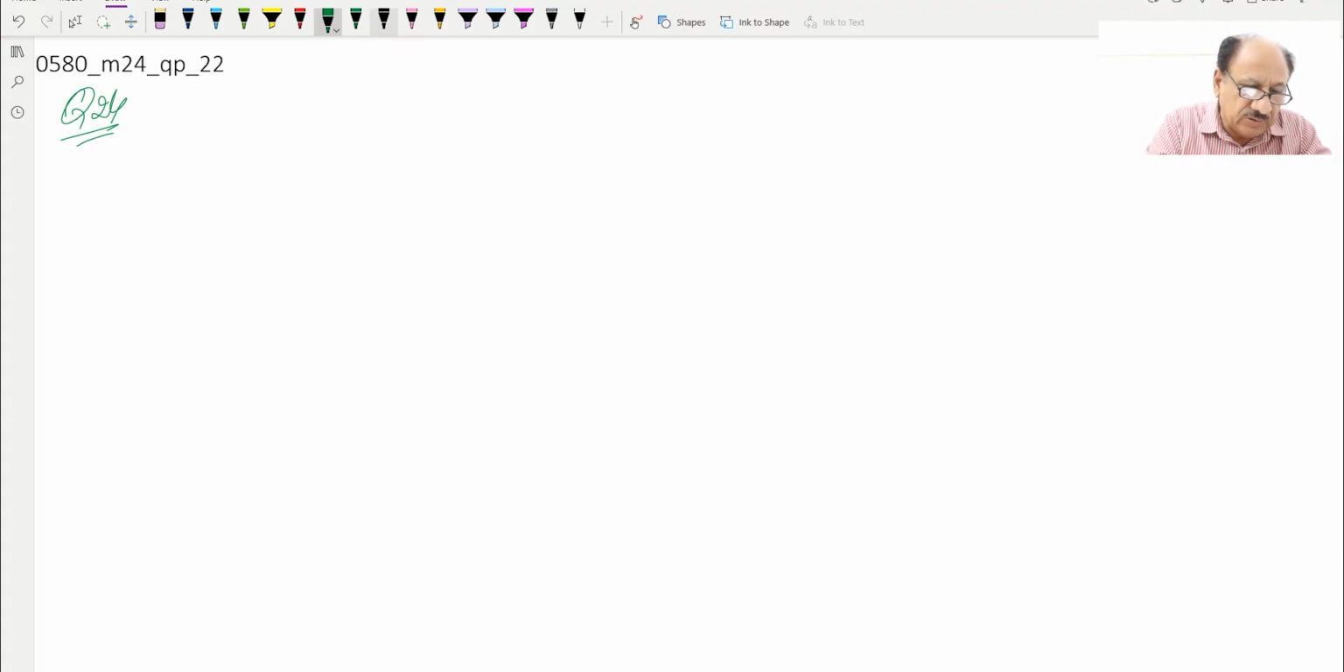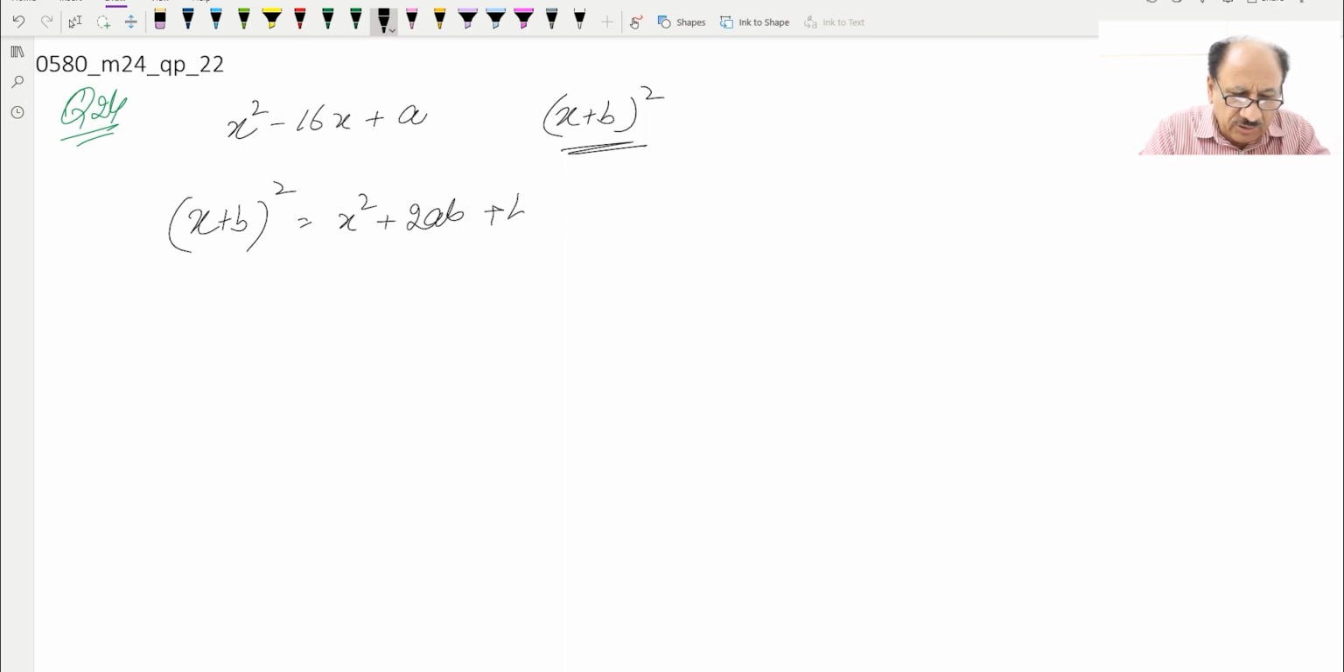So the question is, they have provided the quadratic expression x square minus 16x plus a, and they're saying it can be written in the form (x plus b) square. So we need to find the value of a and the value of b. How can we find the values of a and b? We know that if we expand (x plus b) square, it will be equal to x square plus 2bx and plus b square.